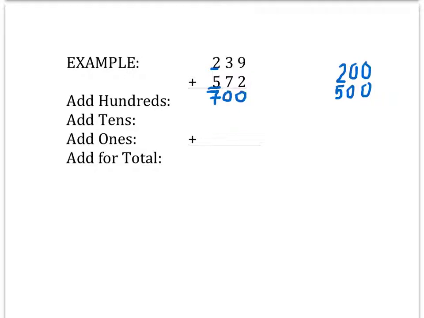Now I'm going to look at my tens. I have 3 and I have 7. I know that the 3 is actually worth 30 and the 7 is actually worth 70. Altogether, 30 plus 70 is going to be 100. The final place I look at is going to be the ones. I have a 9 and I have a 2, and I know that 9 is worth 9 and 2 is just worth 2. Together, 9 plus 2 is going to be worth 11.